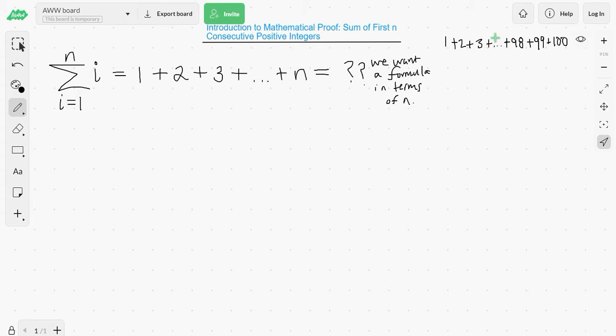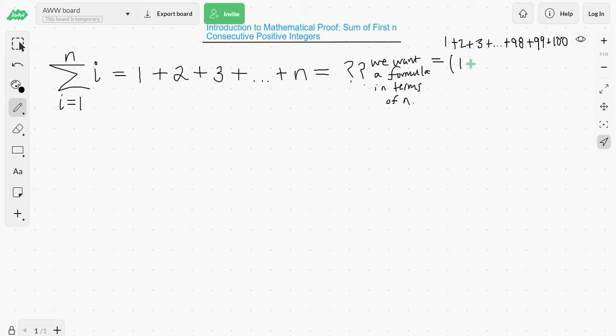But anyway, it's not so helpful because there's nothing special about the number 100 here. I want to be able to add up the first n consecutive positive integers, no matter what n is. n could be any number, any finite positive integer I want. So being able to do this by just adding everything up isn't too helpful. We want something more general, something more abstract we can use. So here's the idea.